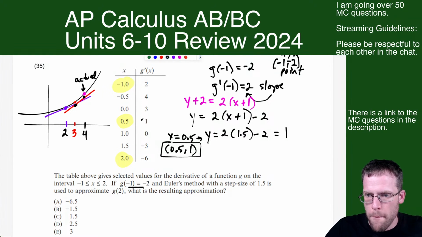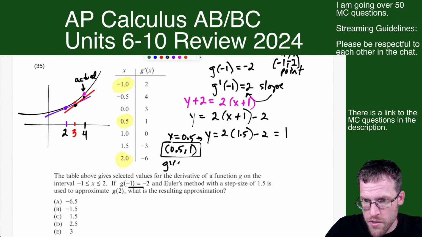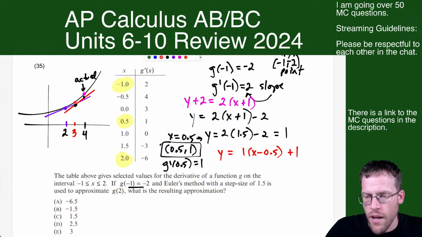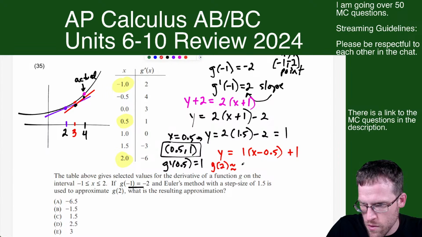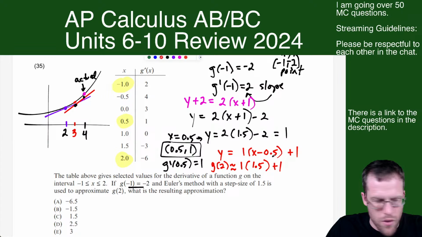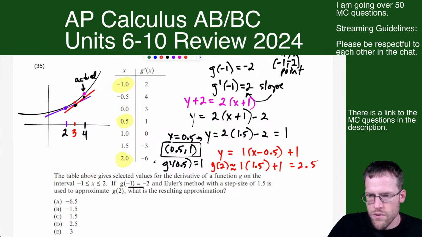So now here, I have to know what's my new slope. Well, g prime of 0.5 is equal to 1. I'm just using this value here in the table. So now I have the slope is 1 times x minus 0.5. And I have y minus 1 equals. So I'm going to do plus 1 on both sides to get here. And now finally, I want to approximate g of 2. I could say g of 2 is roughly equal to 1 times 2 minus 0.5, which is 1.5, and then plus 1. So this one here should work out to 2.5, and it does. 2.5 is choice D.